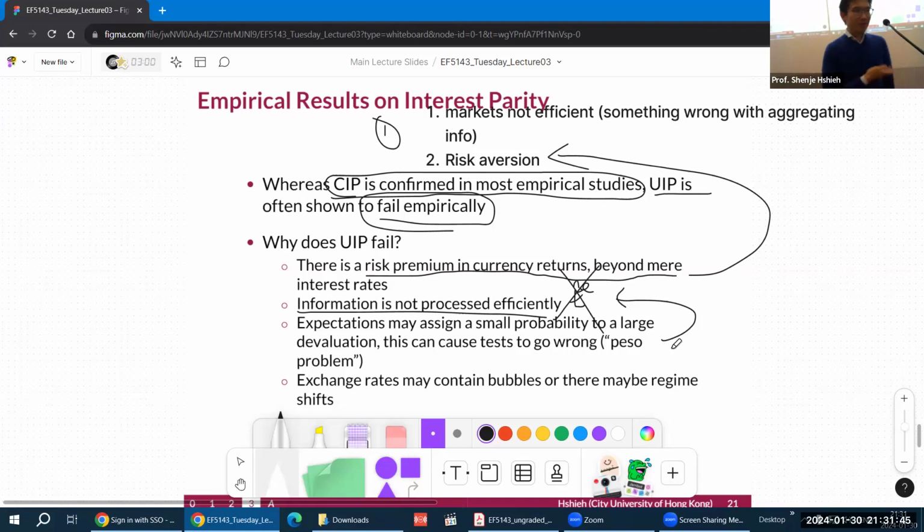All right, comments, questions about CIP, UIP, how to visualize it. I will review one more time before we call it a day.